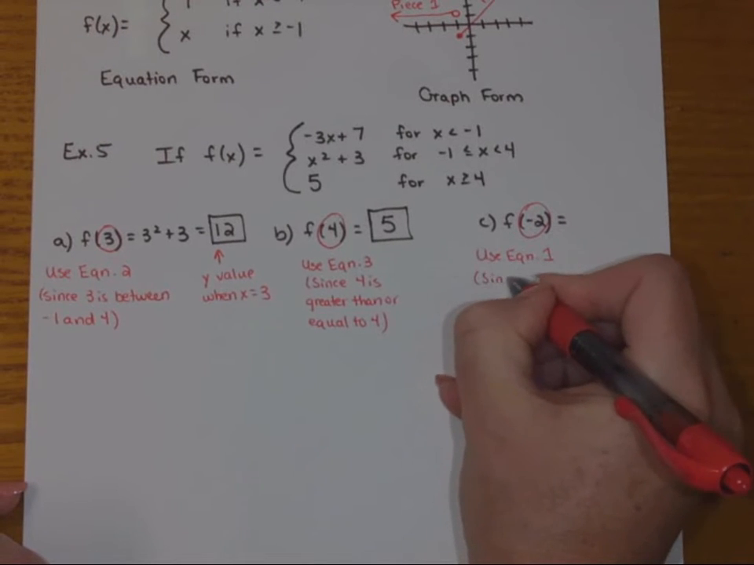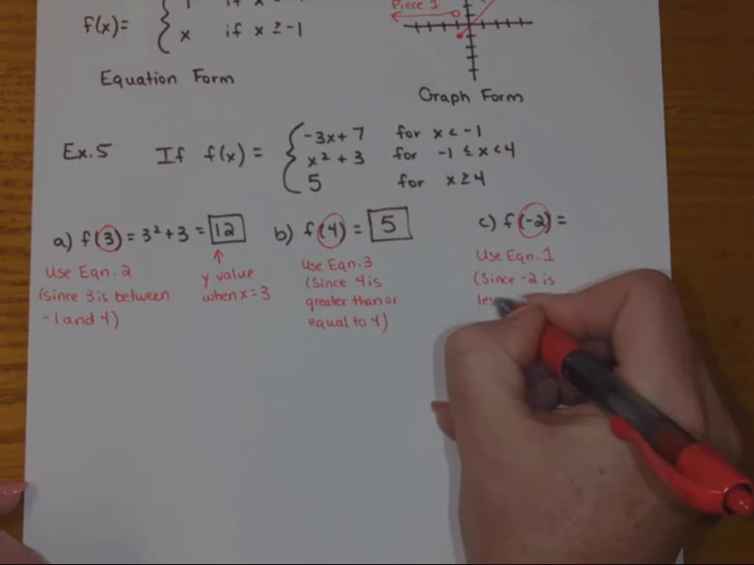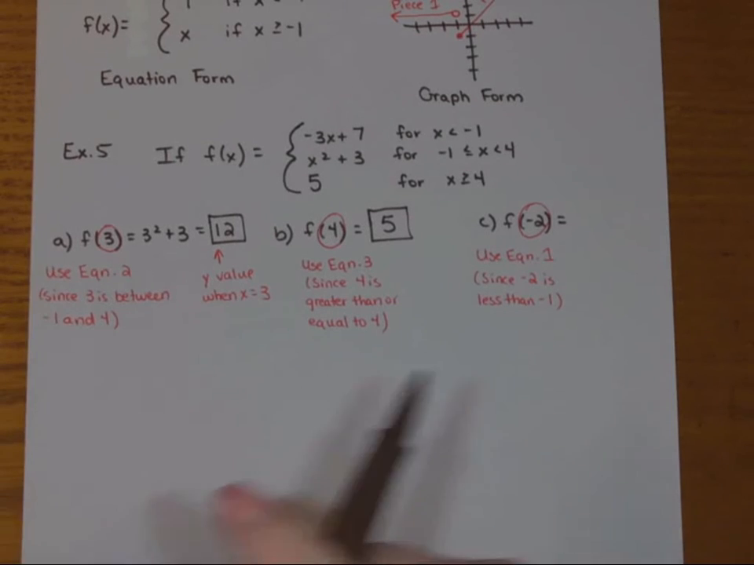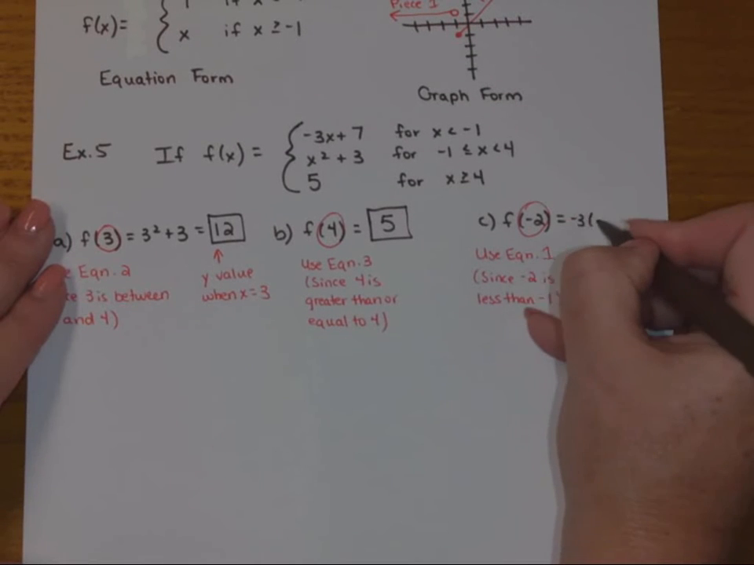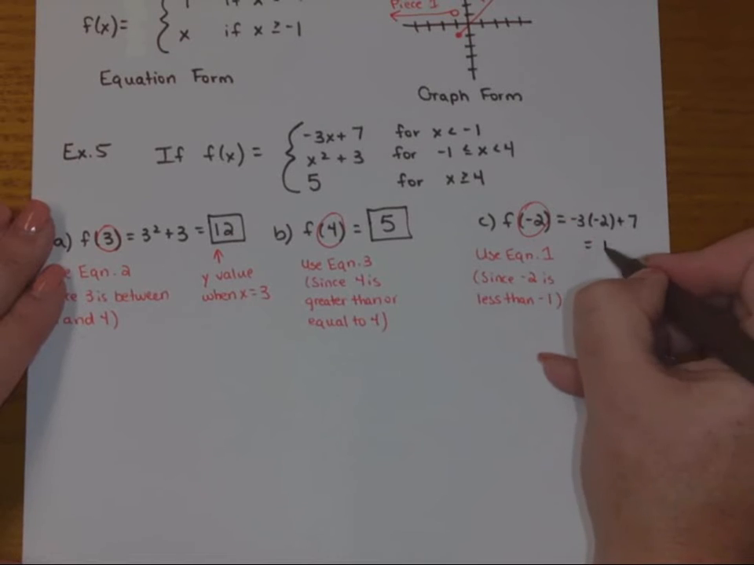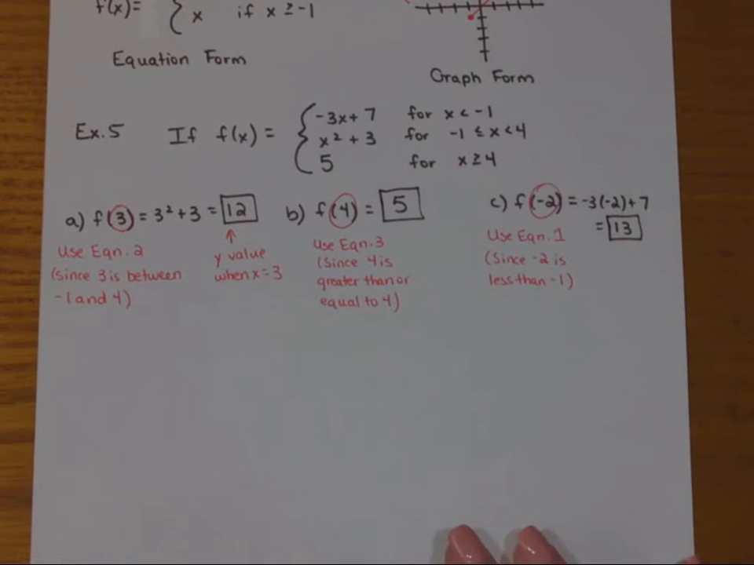And that is since -2 is less than -1. So we would plug in -2, so we get -3 times -2 plus 7. So 6 plus 7 is 13. Okay. So notice these are all still y values. F of something just means the y value.